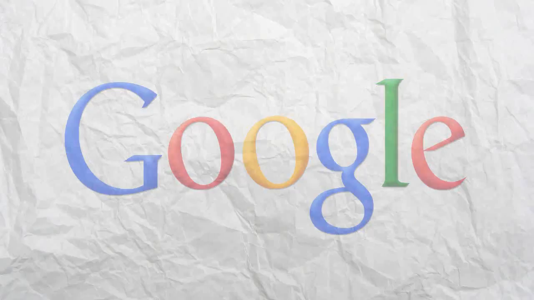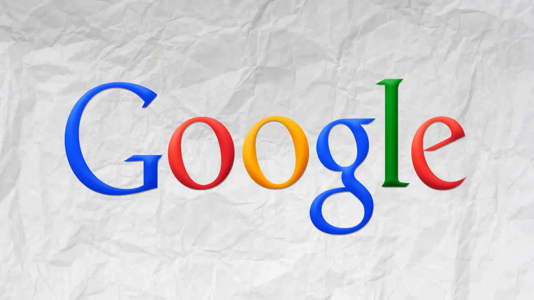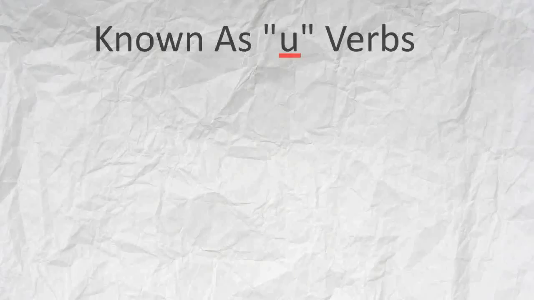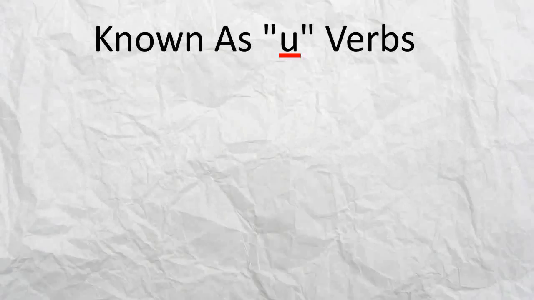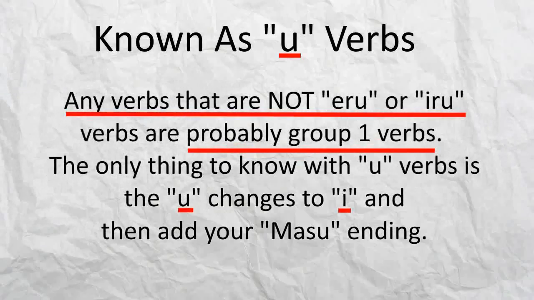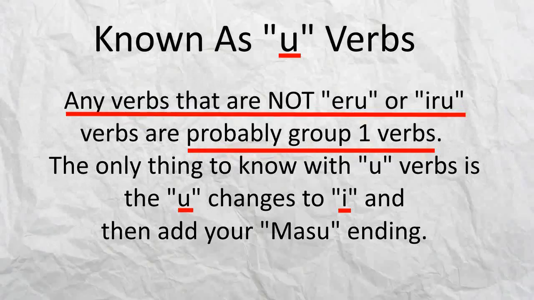There are a few exception words to this trick, but not very many. You can just Google the very short list at any time. And the exception verbs conjugate just like group 1 verbs that aren't hard to understand either. Let's discuss how they work. Okay, group 1, known as u verbs. How do they work? Well, any verbs that are not eru or iru, they are probably group 1 verbs. Okay, is that too confusing?